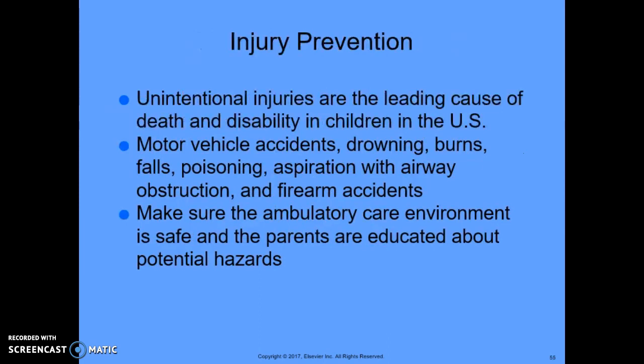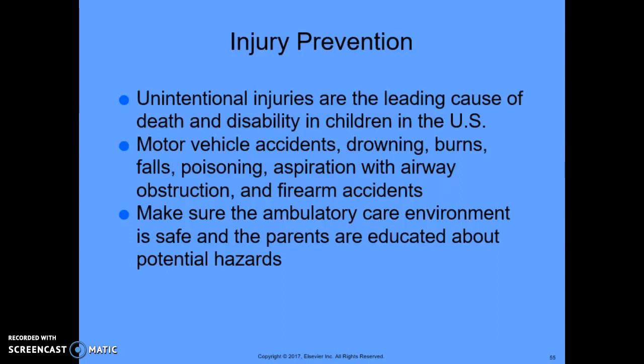Injury prevention. So again, unintentional injuries are the leading cause of death and disability in children in the U.S. Let me read that again. Unintentional injuries are the leading cause of death and disability in children in the U.S. So we talked about in the previous slide that injuries were a big part of adolescent patients and their visits. Motor vehicle accidents, drowning, burns, falls, poisoning, aspiration with airway obstruction, and firearm accidents are all included in this.